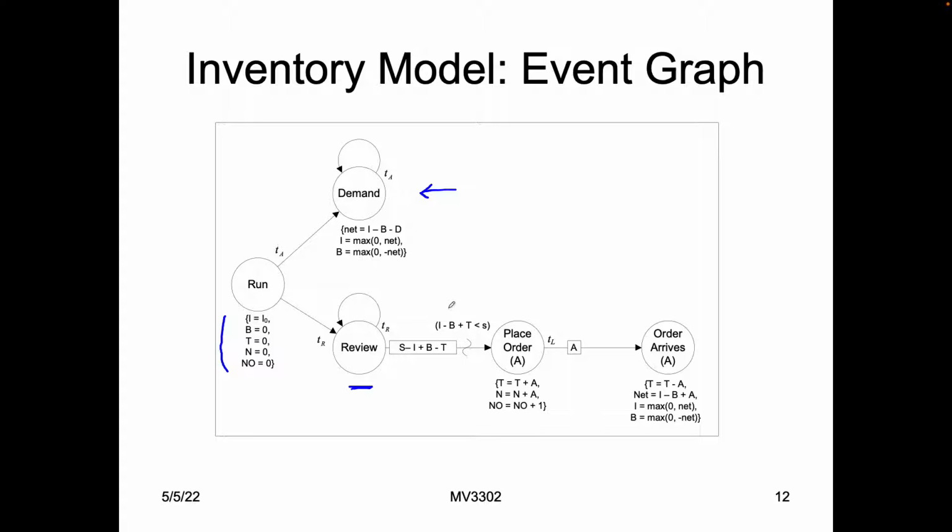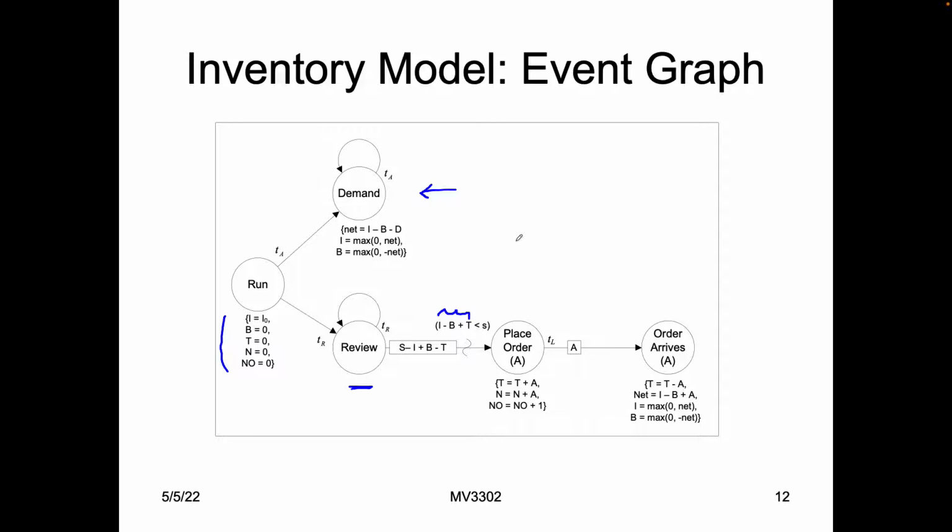What was T? T was the total amount that's on order. So here's our Boolean condition: does our net inventory position fall below our reorder point? What is our net inventory position? It's the amount on hand minus back orders plus the total amount we have on order. If we know we have some coming in, we don't want to keep reordering. So if that net quantity is less than our trigger point, then we're going to place an order.